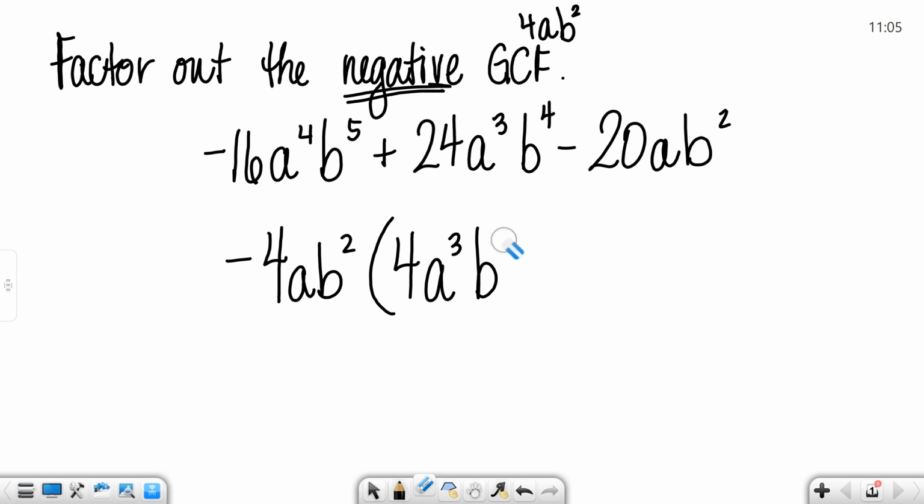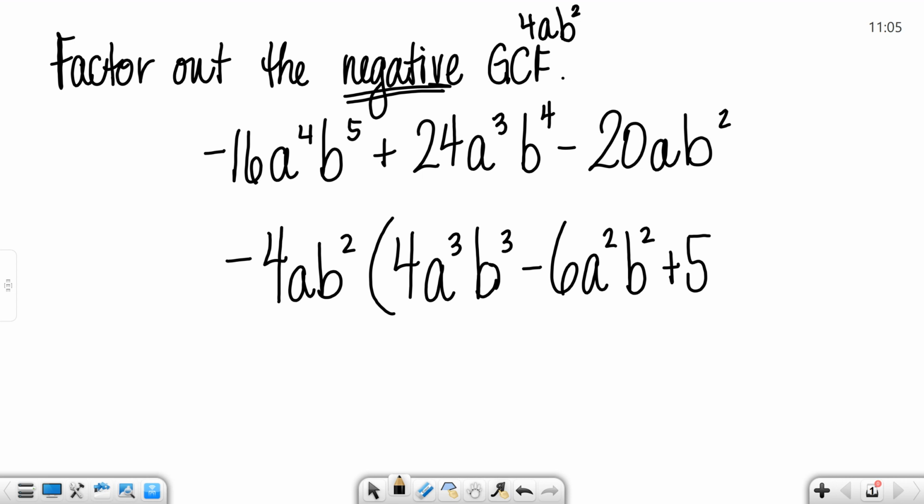And 5 minus 2 is a 3. Okay, so we should have 4a cubed, b cubed. Positive 24 divided by negative 4 gives me a negative 6. A cubed divided by a would give me a squared. Subtract the exponents, and we get a b squared. Subtract those exponents. Negative 20 divided by negative 4 gives me a positive 5.